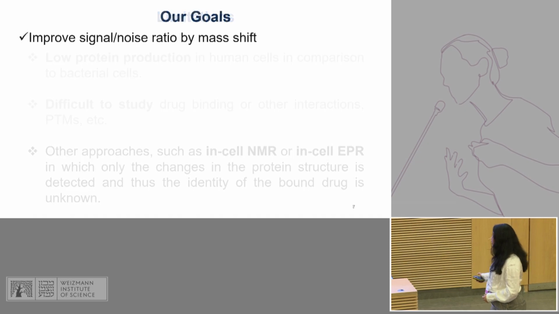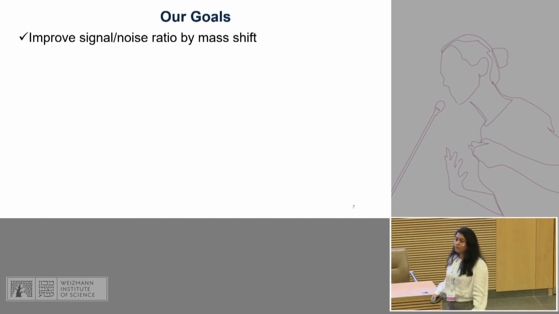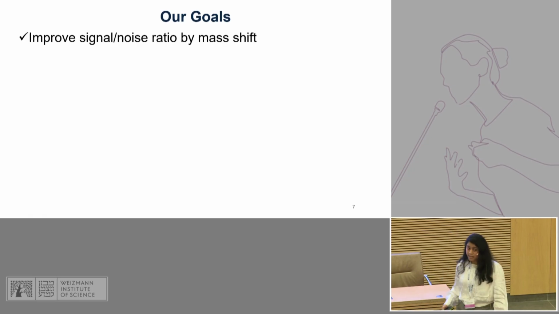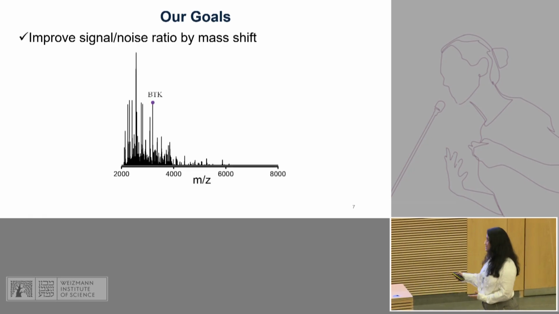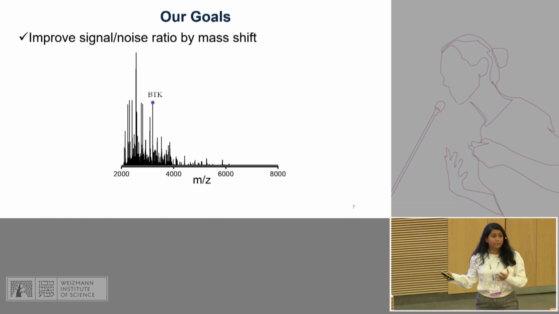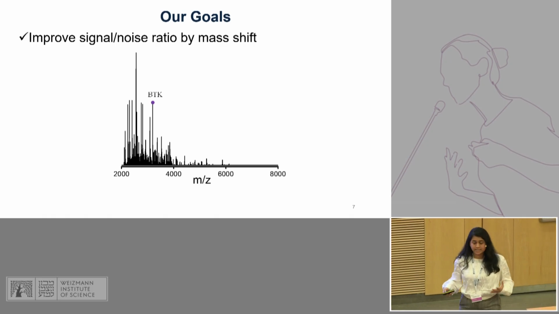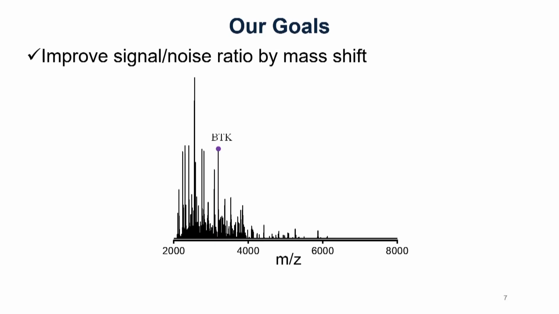So we thought of improving the signals of our direct MS by mass shift. This is the spectrum where we have seen BTK, which is overexpressed in human cells. We thought of shifting the mass of BTK by interacting it with another protein. Let's see an illustration: we can treat it with one protein, a few proteins, or maybe several proteins, taking it out from the crowded m/z region.